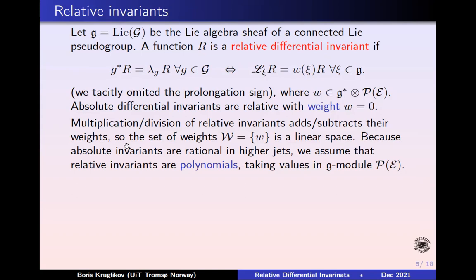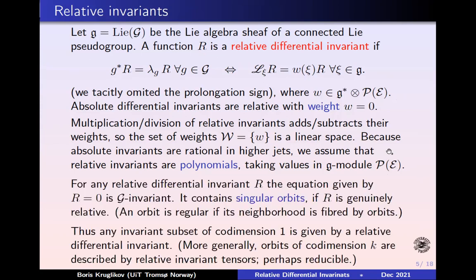Now, if you do multiplication or division of relative invariants, that adds or subtracts their weights. So the set of weights, therefore, is a linear space. And because absolute invariants are rational functions, we assume that relative invariants are polynomials. Okay, so now I specify this space of functions which we see in here. So it's not an arbitrary space of functions, but I would actually like to consider them to be polynomials.